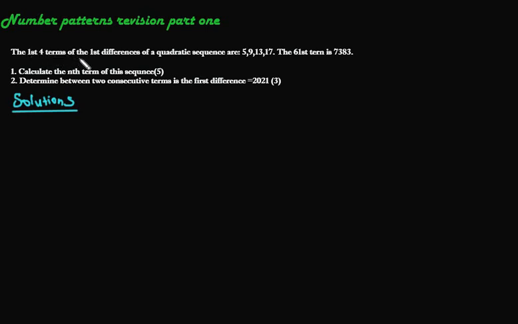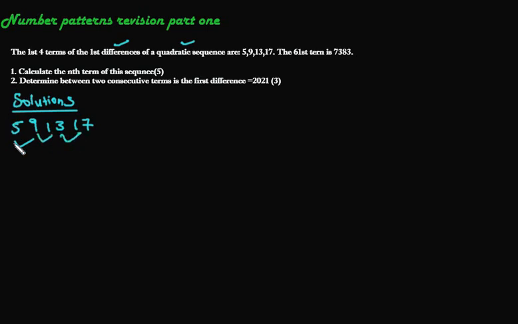The first four terms of the first differences. This is the key term. These are the first four terms of the first differences of a quadratic sequence. We've got 5, 9, 13, and 17. These are the first differences of a quadratic sequence, not the quadratic sequence itself. Then we're looking for the nth term of the sequence. As I've said, the nth term, the general formula, and the last term are one and the same thing.